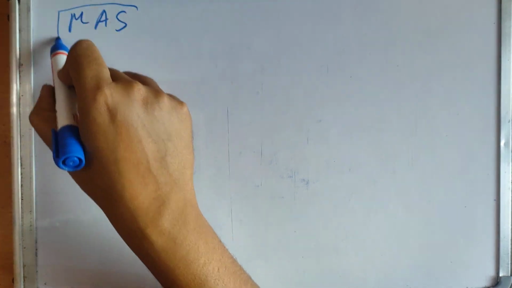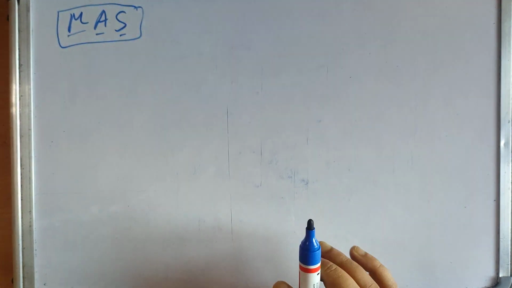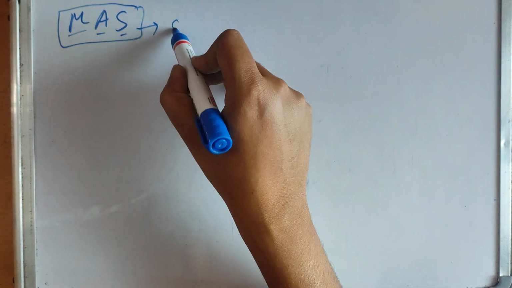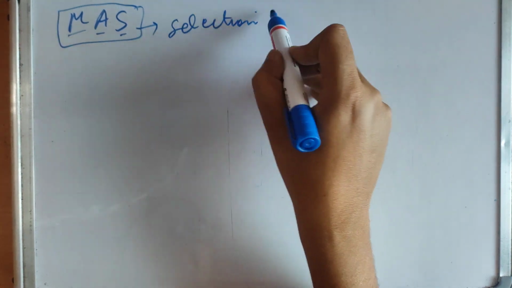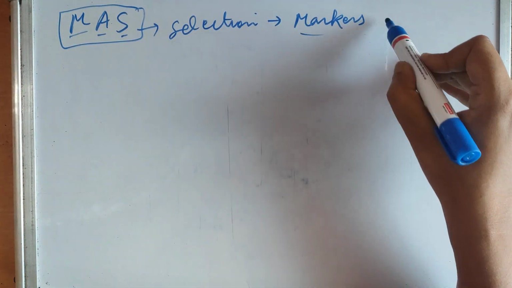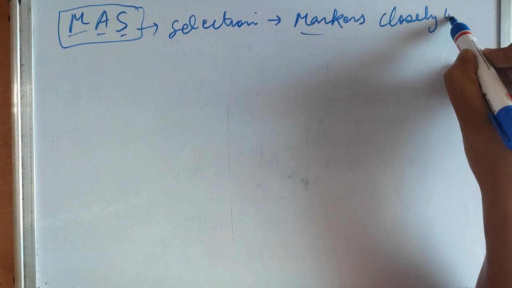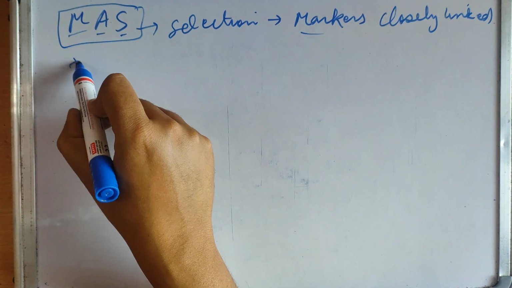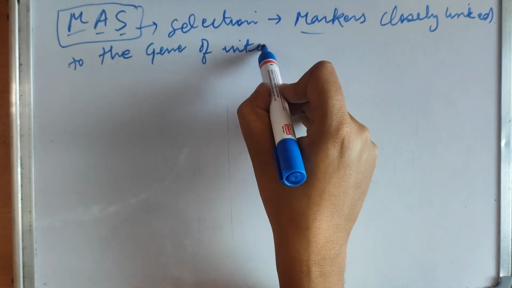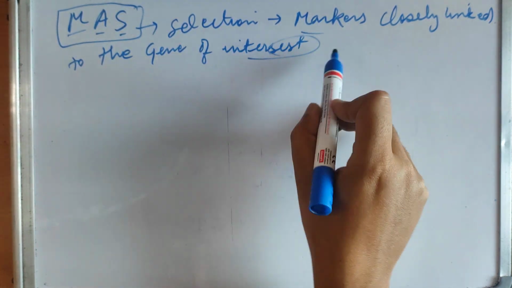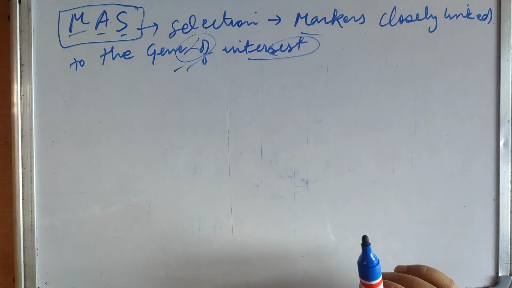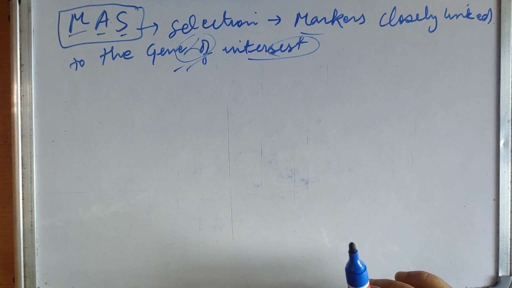Now what is marker assisted selection or MAS? Marker assisted selection is a breeding strategy in which selection is based on markers. Which type of markers? Markers closely linked to the gene of interest. Obviously we will select those markers which are linked with our gene of interest. Why would we use markers of genes which are not of our interest?